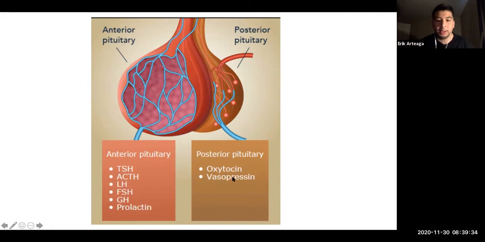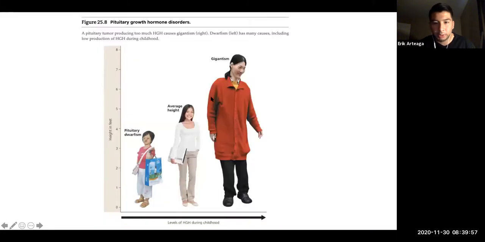Vasopressin is one of the hormones used for controlling your blood pressure and the amount of liquid you have in your body. Whereas the anterior pituitary controls a lot of different functions, the posterior really only has two: the love hormone, or euphoric hormone, and vasopressin, which is controlling your blood pressure and your water.